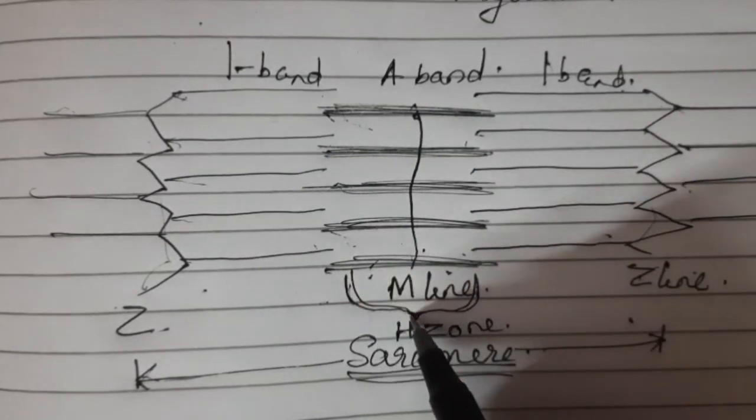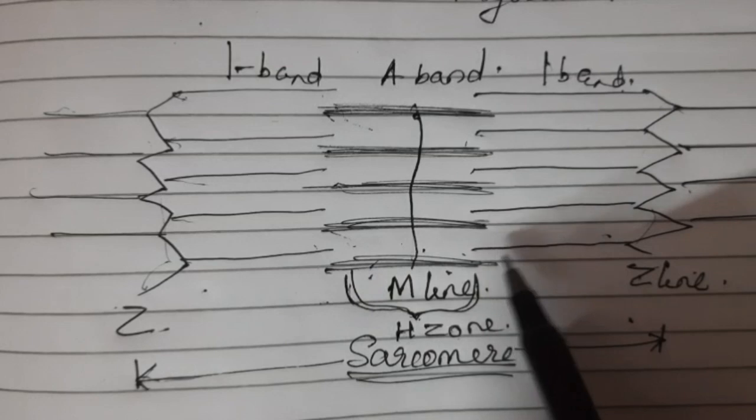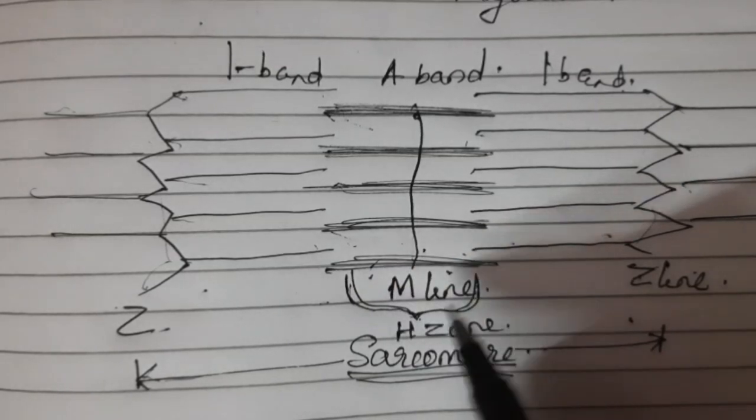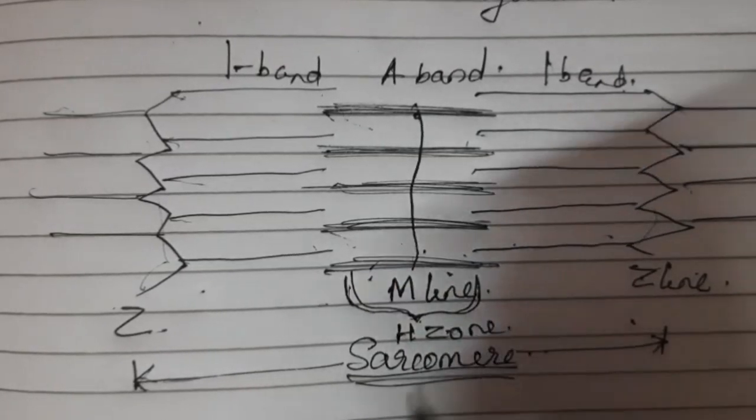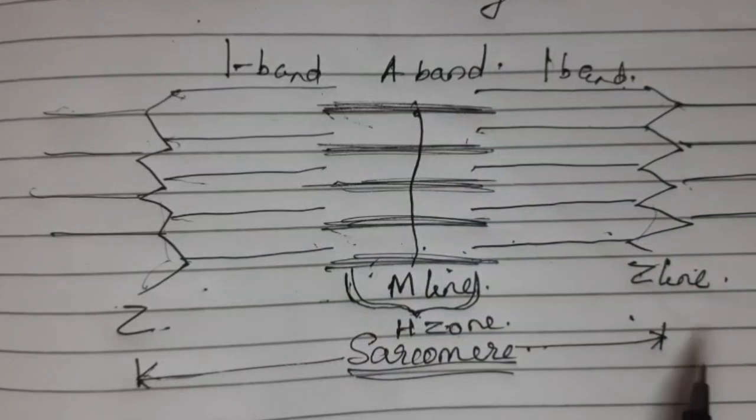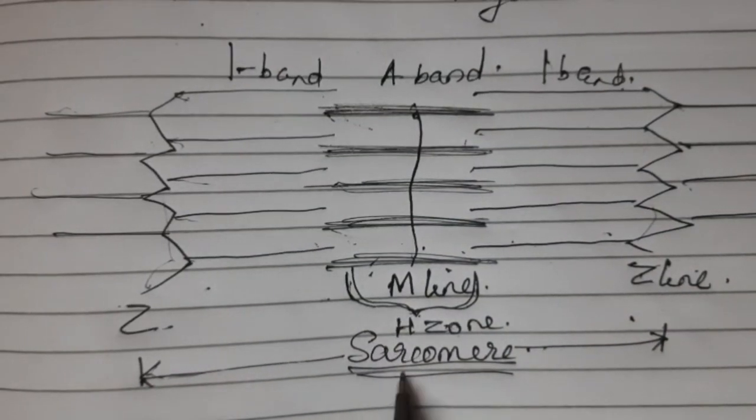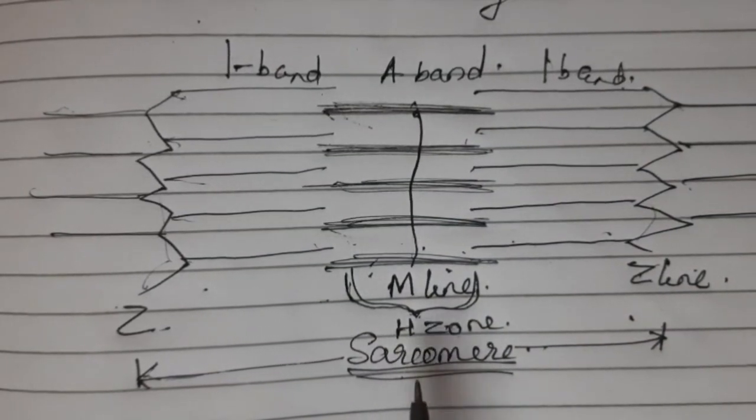And the part of the A band which is not overlapped by the I band is called the H zone. And the distance between two consecutive Z lines is called a sarcomere, which is the functional unit of contraction.